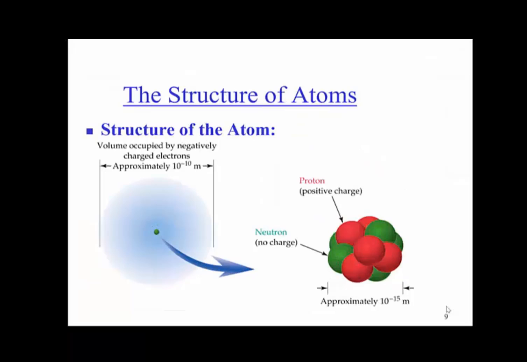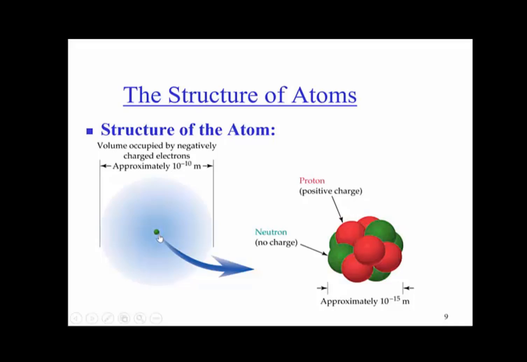So, the structure of atoms. Nucleus, composed of protons and neutrons. Size of the nucleus, 10 to minus 15 meter. Size of the atom, 10 to minus 10. Is this almost 100,000 times larger than the nucleus?